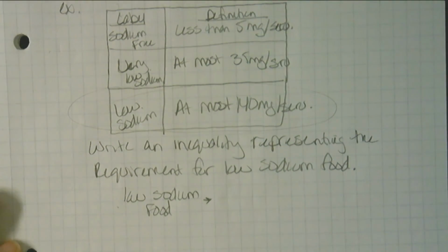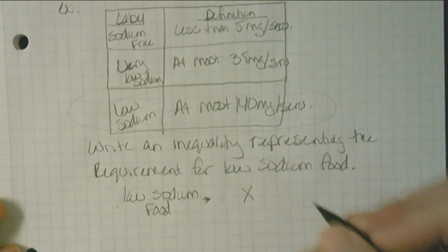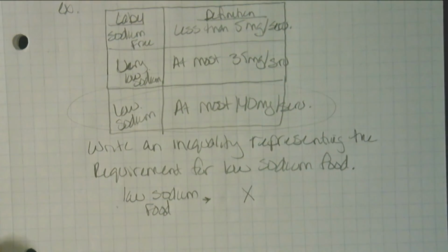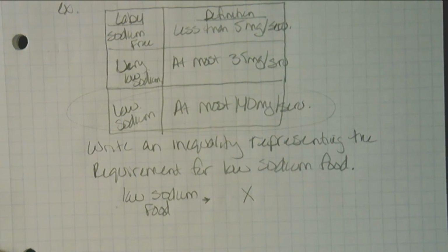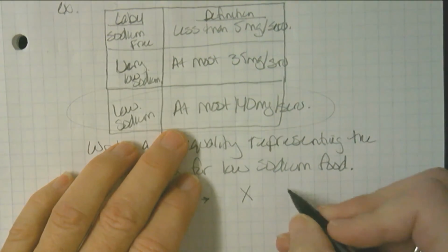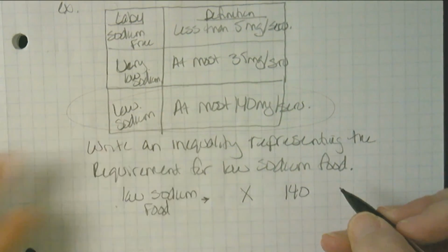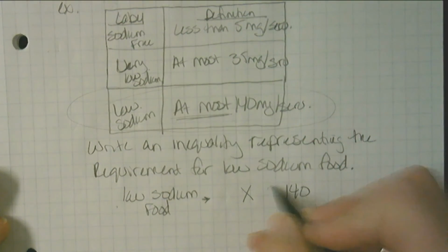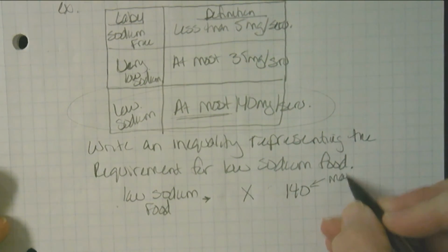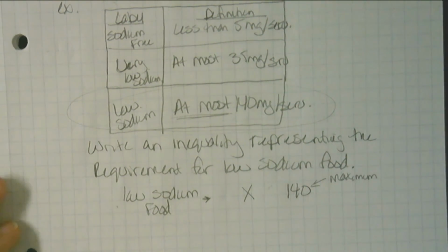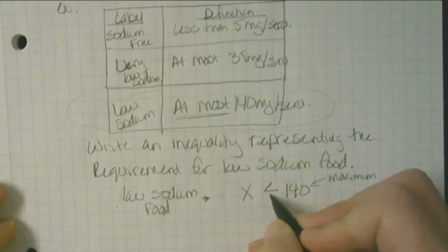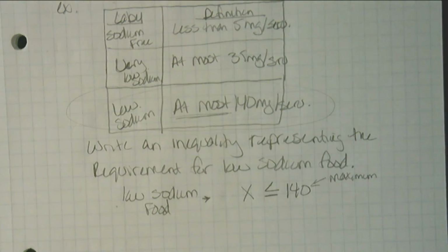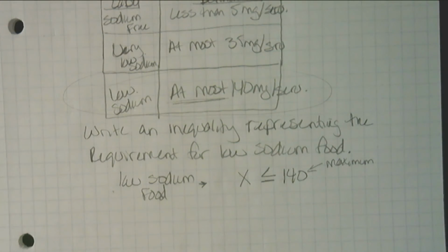Alex? You can't do less than or greater to. So it's either less than or equal to, greater than or equal to, less than, or greater than. Why less than or equal to? Excellent. We have this at most. So we know that that is the maximum that the sodium can be. So I have less than or equal to because it's at most. How many of you guys had that?